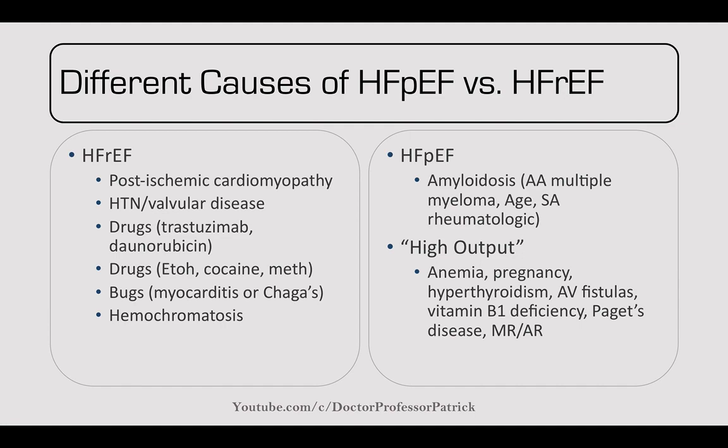So HFpEF is going to be caused by amyloidosis, like AA, multiple myeloma, or SA, and rheumatologic. And then high output cardiac failure is actually slightly different than HFpEF or HFrEF, and these are usually caused by anemia, pregnancy, hyperthyroidism, fistulas, acute beriberi syndrome, Paget's disease, or some type of valvular defect.